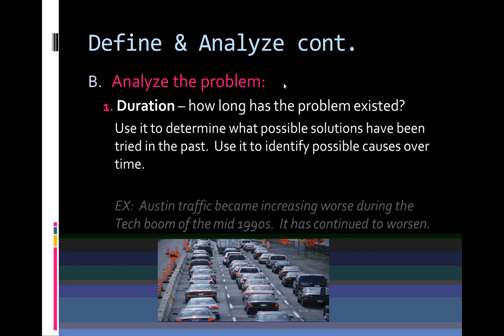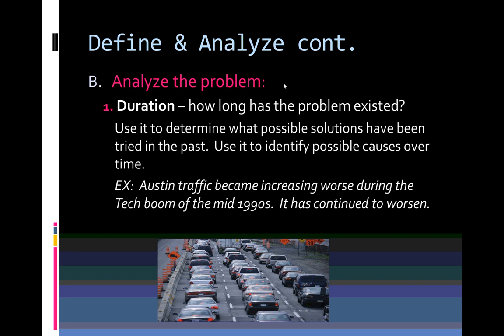And for us, we can just basically say Austin's traffic became increasingly worse during the tech boom of the mid-1990s. It has continued to worsen, basically because our economy is booming compared to other states and people are moving into Austin area. So we would look back to the 1990s and forward to see what's been going on with traffic.